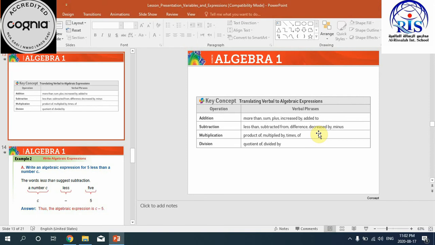Here in this table, as you can notice, I have some expressions for the operations. For addition, for example, I can say more than, sum, plus, increased by, added to. Any one of these expressions means I must make addition. Subtraction, I have less than, subtracted from, difference, decreased by, minus. Any one of these expressions means I must make subtraction. Multiplication, I can use product of, multiplied by, times of. Division, I have two expressions only, quotient of, divided by.